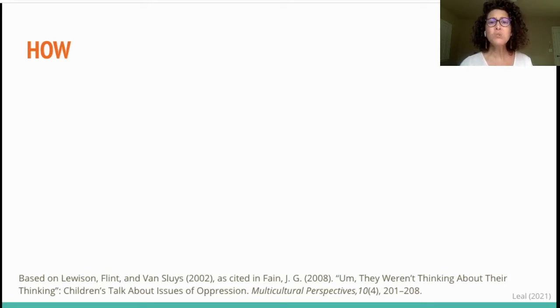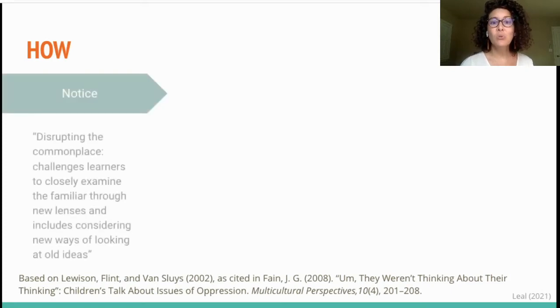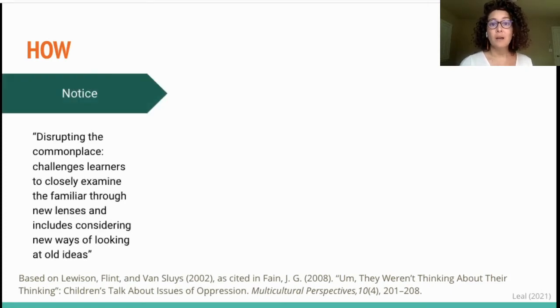This is so that when they approach more complex abstract texts or topics, any difficulties that you'll have can be related to the topic and not to the task itself. And so, what are we asking our students to do? So, we're asking them to notice and disrupt the commonplace, meaning we want to challenge the learners to closely examine the familiar through new lenses, and includes considering new ways of looking at old ideas.